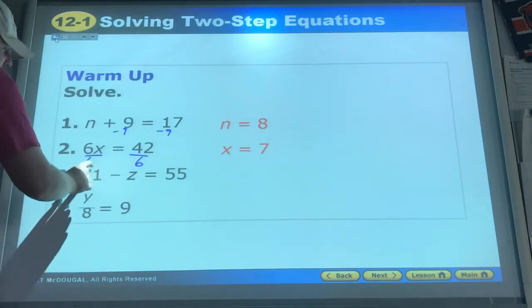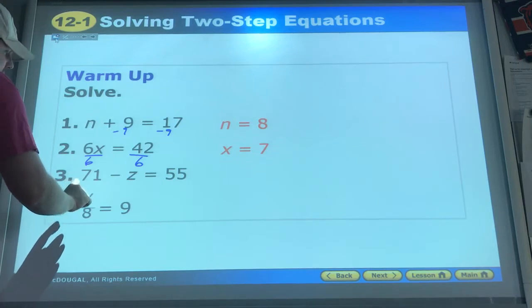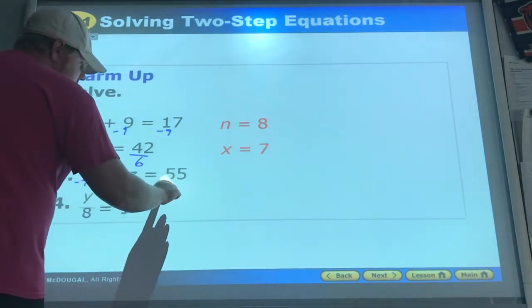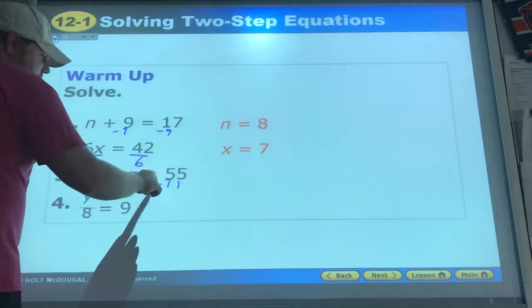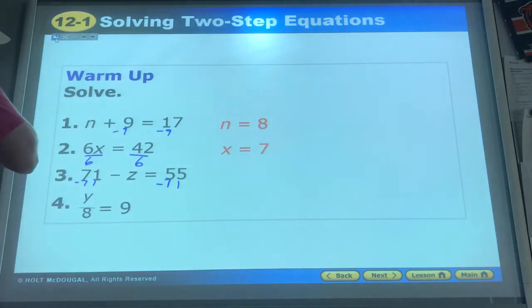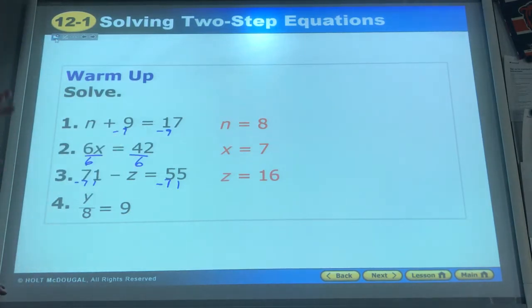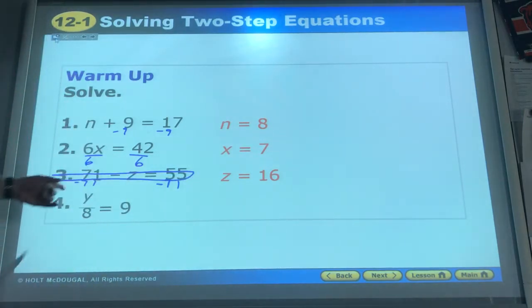All right, so this is positive. We want to get it away from the z, so we are going to subtract 71. We subtract 71 from this side, and then we get negative 24, I believe. No, negative 16, I believe. And then negative 16 and negative z, they kind of made that a two-step problem already. Sorry about this one. Just put that out of your mind for right now.